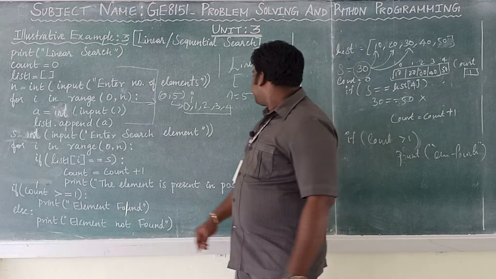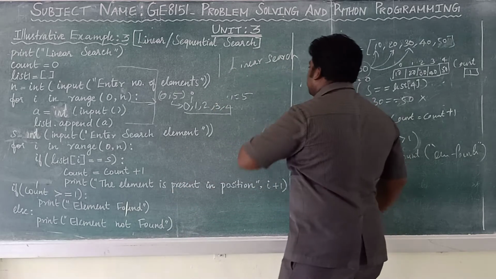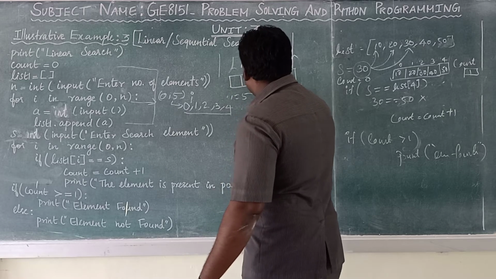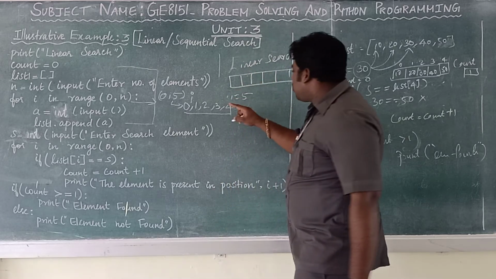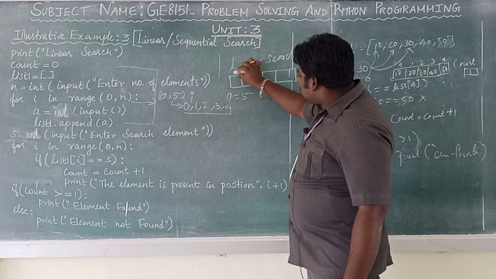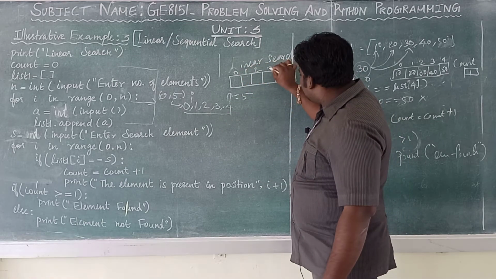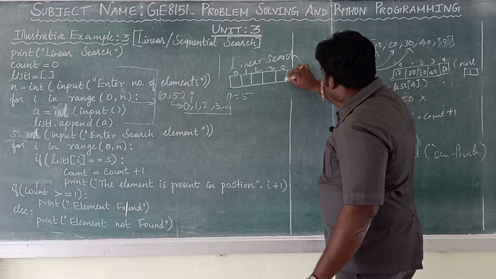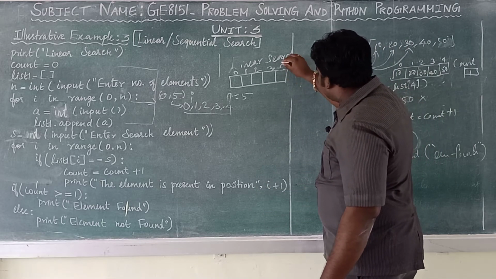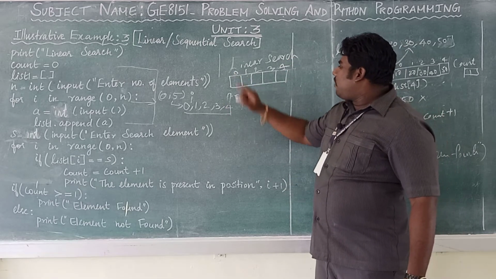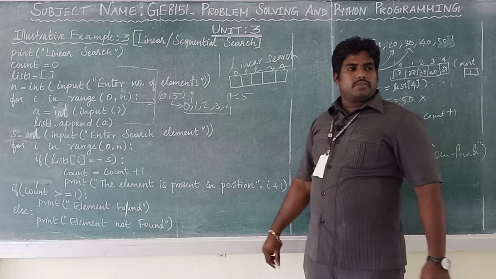Okay. So one empty list is here. You told it is 5. The n value is 5, the number of elements in the list is 5. So 0, 1, 2, 3, 4. 0 to 4. At first, what's the I value? I value equal to 0 now.